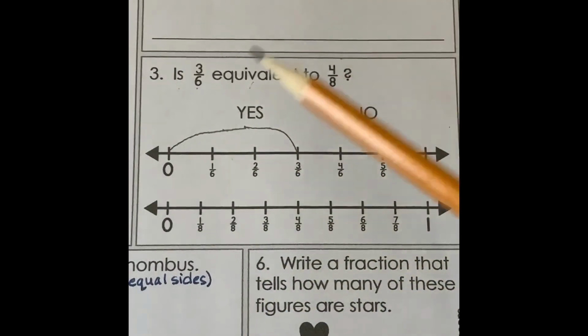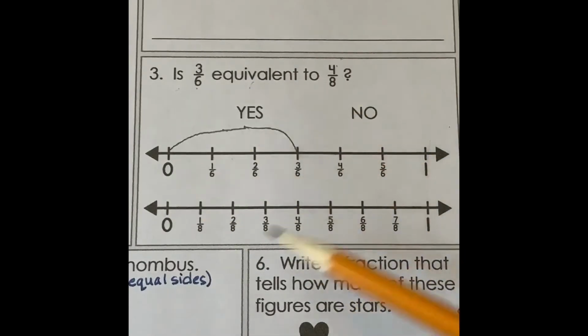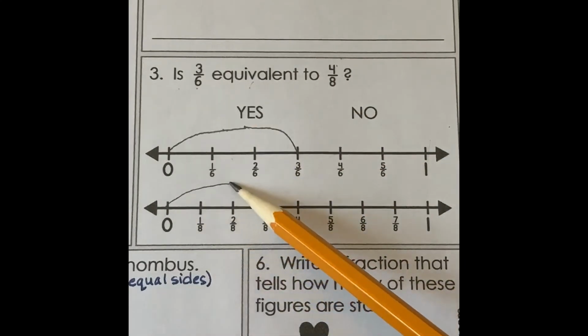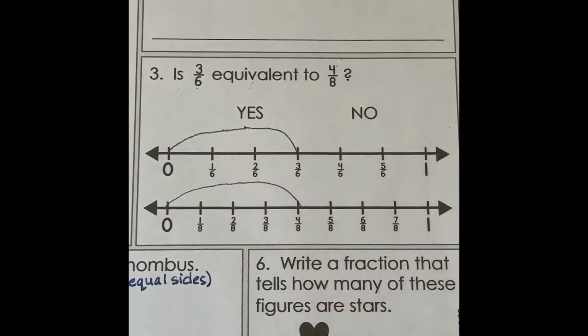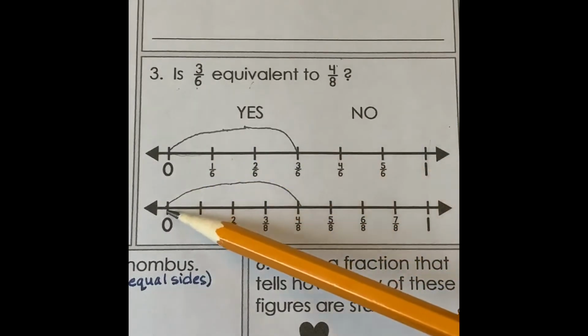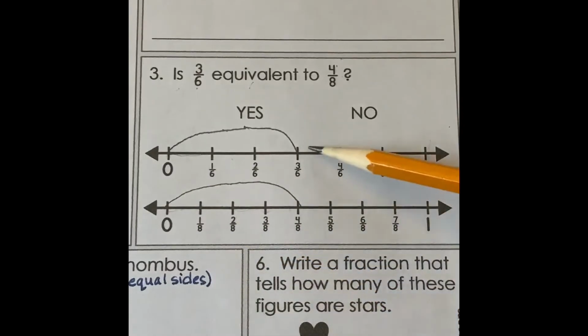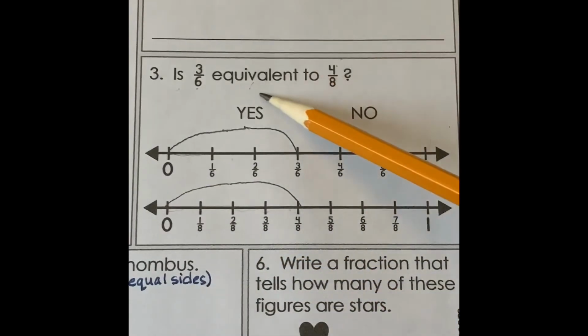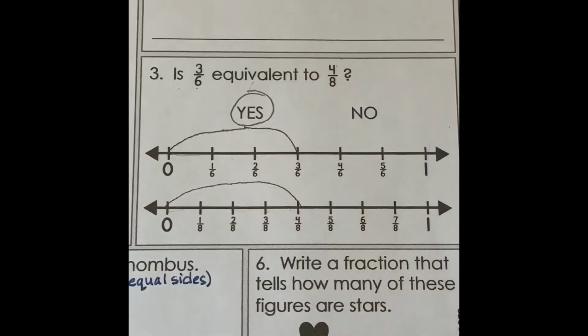And on the second number line, let's go to 4/8. So we've got 1/8, 2/8, 3/8, and 4/8 right there. Are they equivalent? Well, it looks to me like this piece of Twizzler is definitely the same size as this piece of Twizzler. They're right up to the same point, so I'm going to say yes, same exact thing.